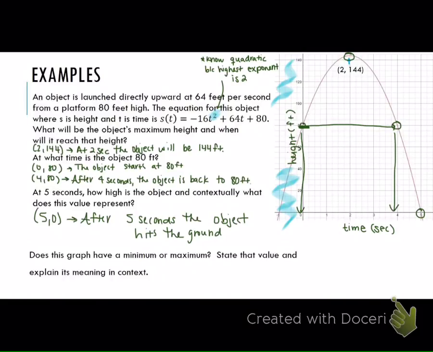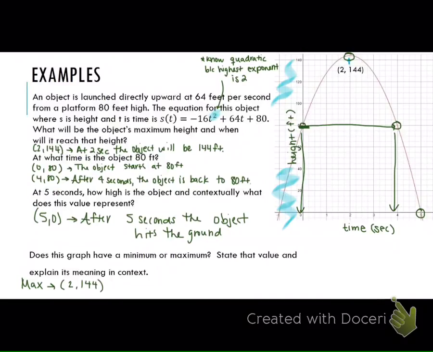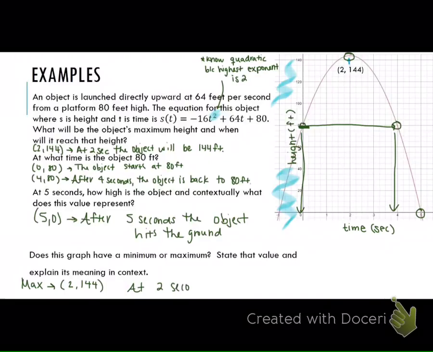Does this graph have a maximum or minimum, and state that value and explain its meaning and context? Connor: It is a maximum, and the maximum is at the vertex. So what is our vertex, Connor? 2, 144. And what does 2, 144 mean in context with this problem? At 2 seconds, the object is 144 feet.